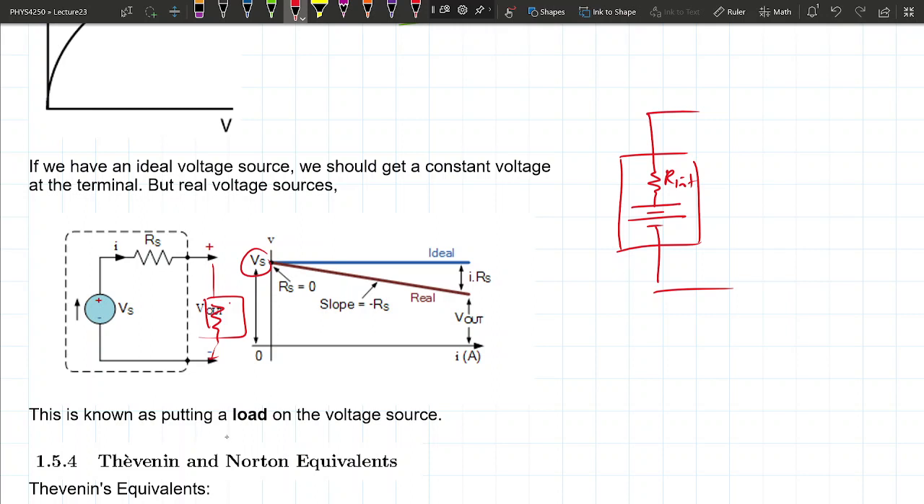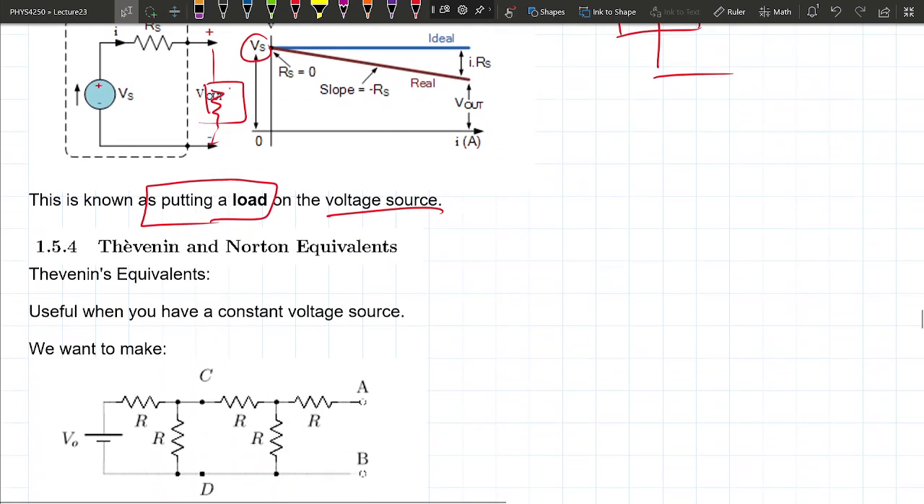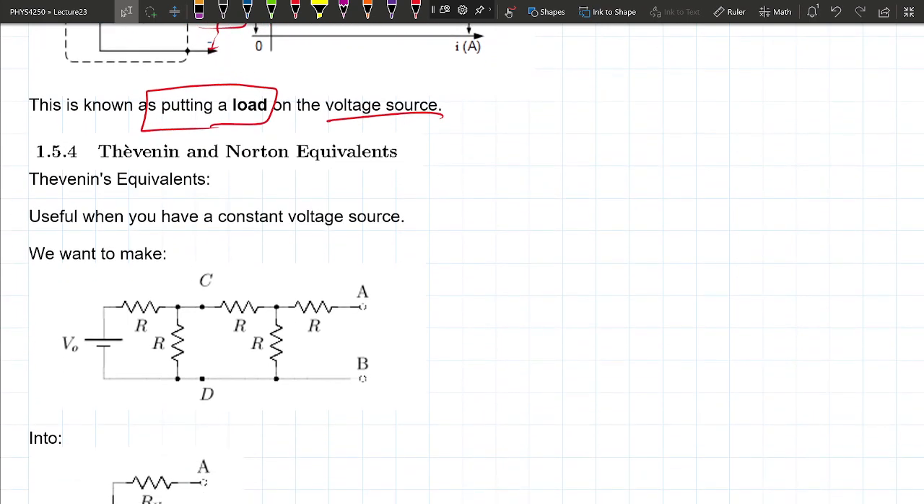This is known as putting a load on the voltage source, and you're going to see this, and it's actually going to be useful. This is what the next section is mostly about: how do we deal with this load? So this is where we're going to talk a little bit about this method called Thevenin's equivalent. I'm going to talk about Norton's equivalence also, but we're not going to use it.